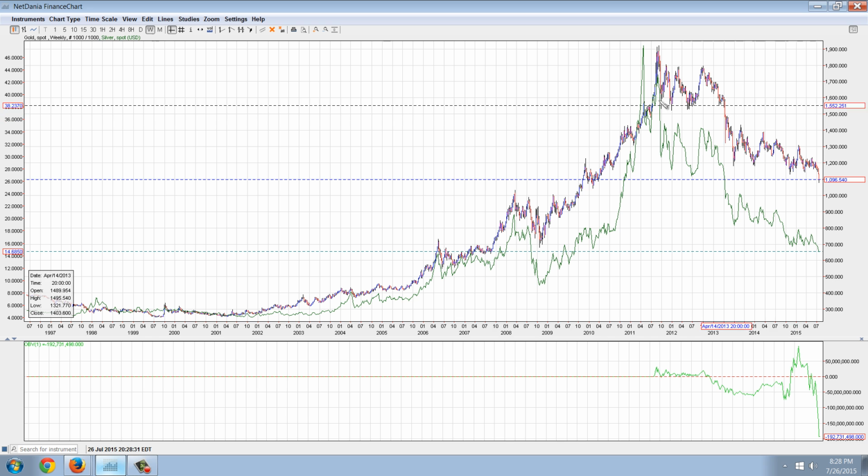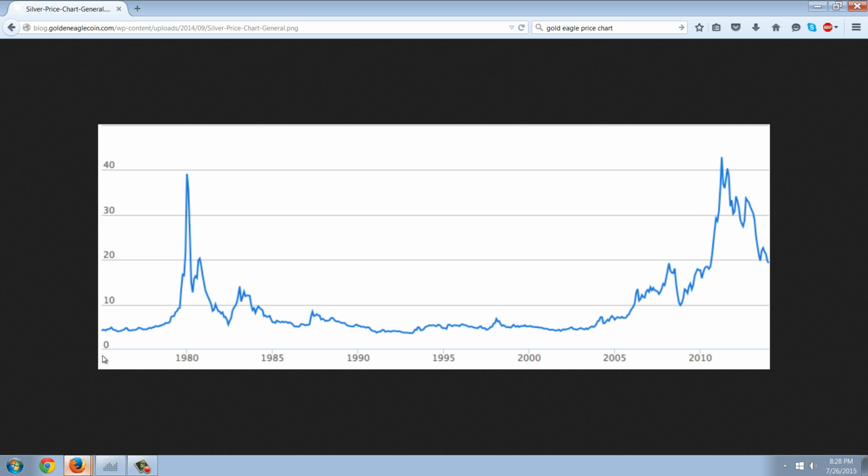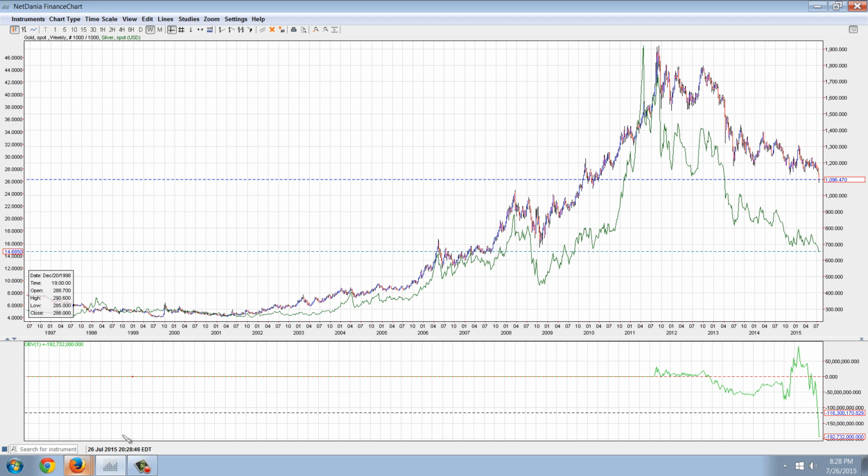So are we going to get that big spike down? I don't know. Now, I wanted to take you over to a chart of silver because we want to get an idea of where we're going here. This is a long-term chart, but before we do that, I want to take a look at this story.